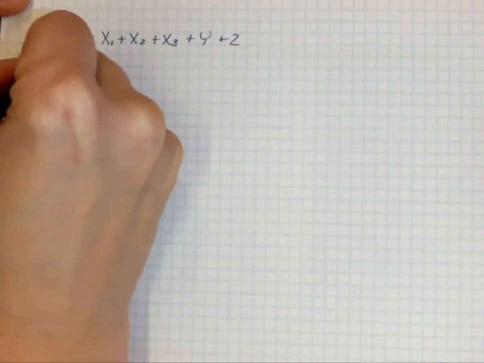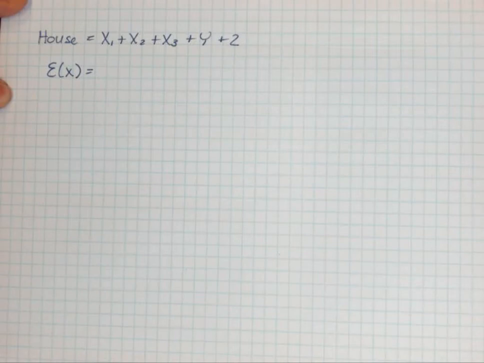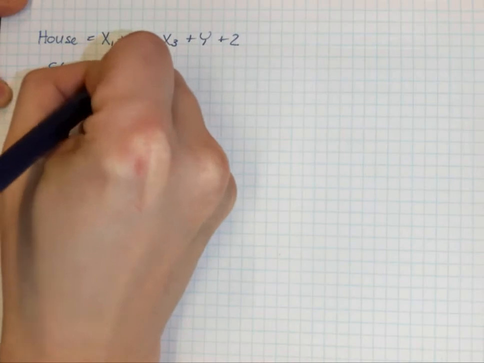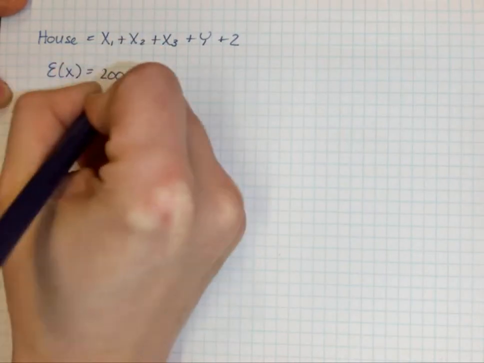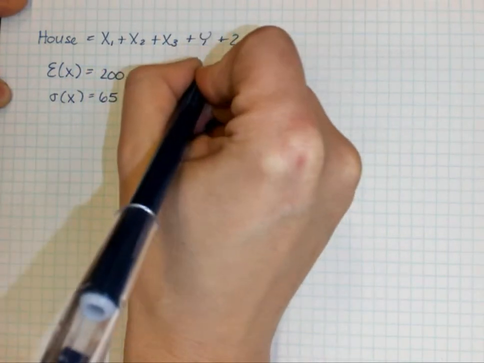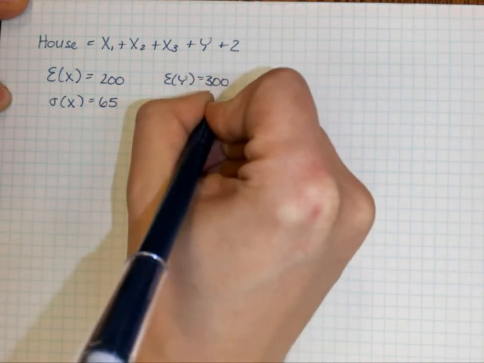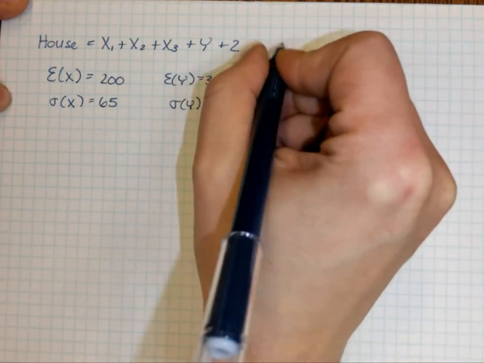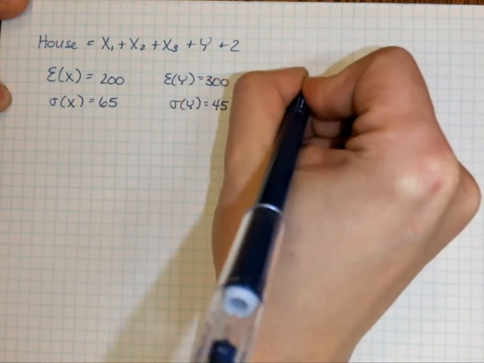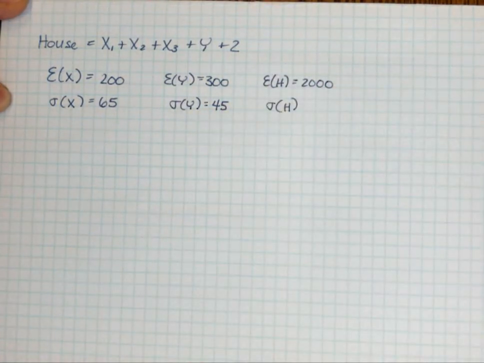All right, where we said the expected value of a bedroom was, what was the bedroom? What was it for the size? Just bedrooms. Bedrooms expected was 200. Standard deviation of the bedrooms was 65. Expected value for the kitchen was 300. Standard deviation for the kitchen was, one more time, 45. And then I'm just going to use house. So expected value of the house is 2,000. Standard deviation of the house, 225.